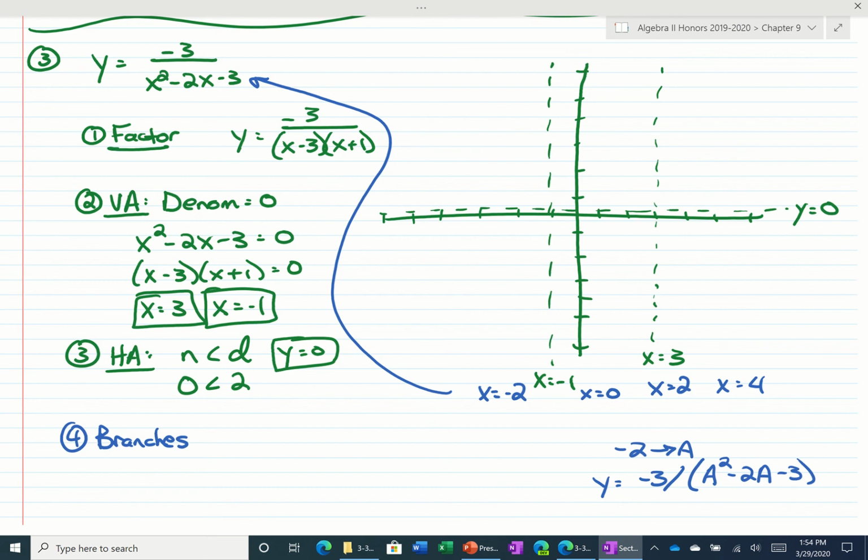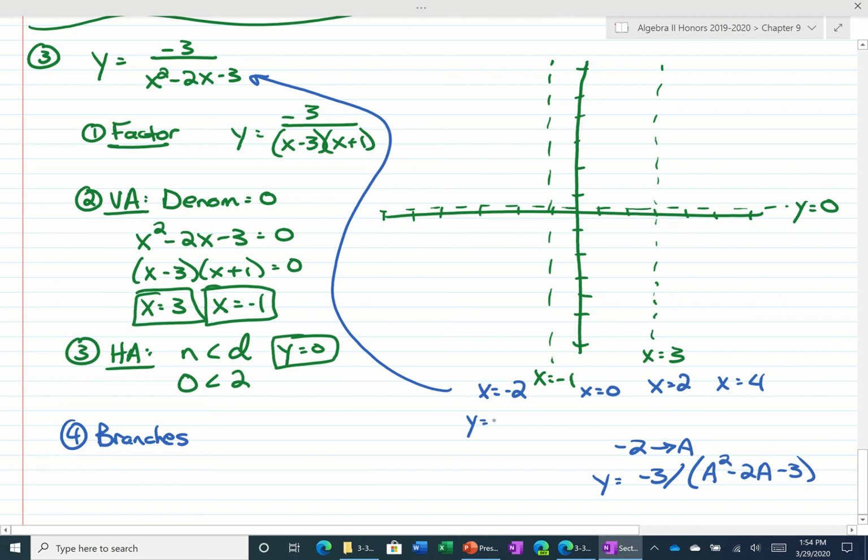So I'll type in -2, store for a, and I'm going to type in -3 divided by mem variable a squared minus 2a minus 3. My calculator is telling me y would be -0.6. So the point (-2, -0.6) is on the graph.